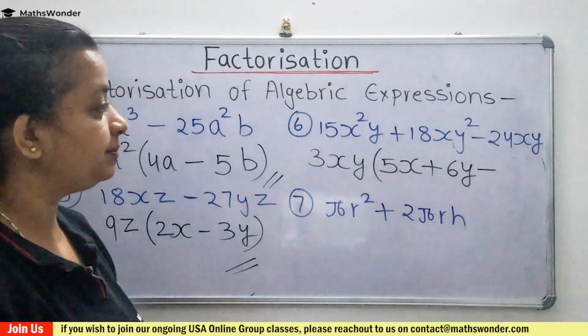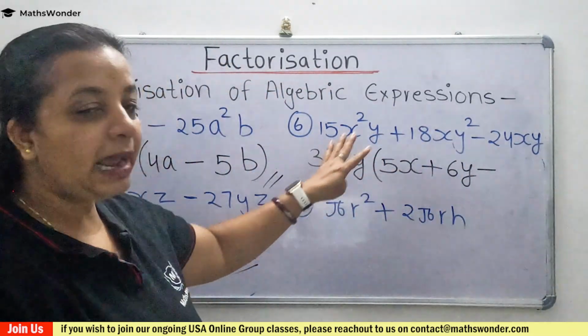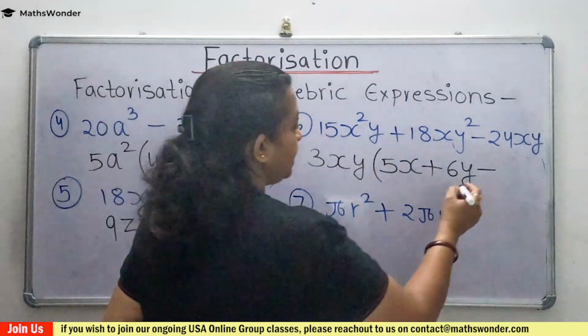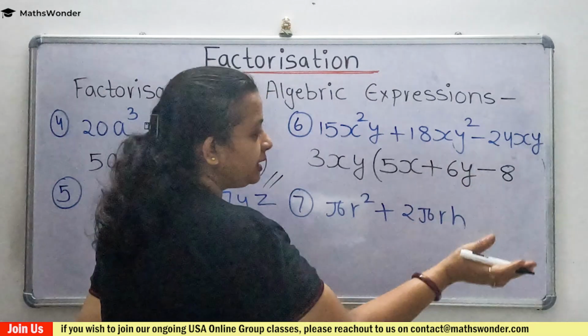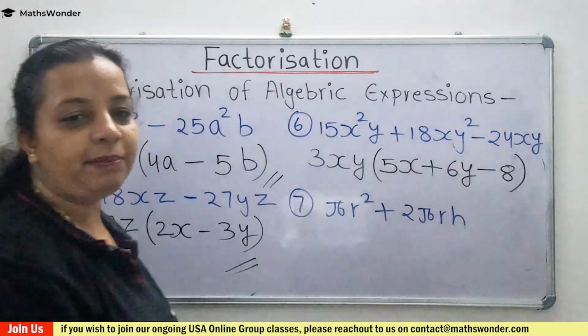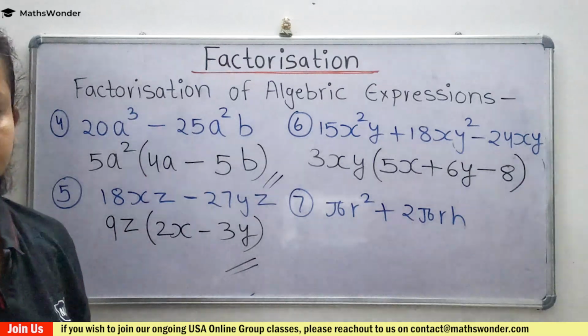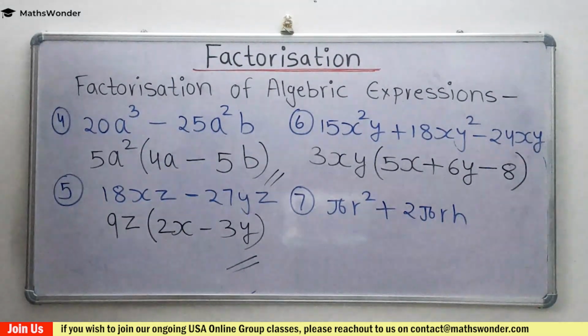Move to the third term. 24. 3 times what will give 24? 8. X is already out. Y is already out. Now done. Close the parenthesis. Answer is here. Okay? Got it? Very good.